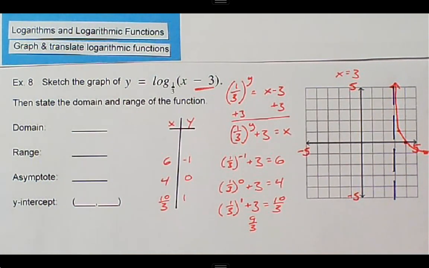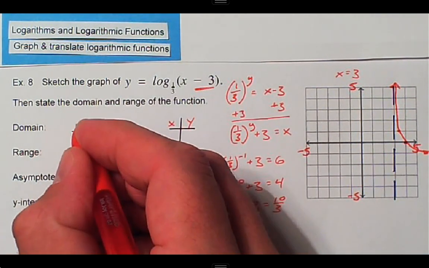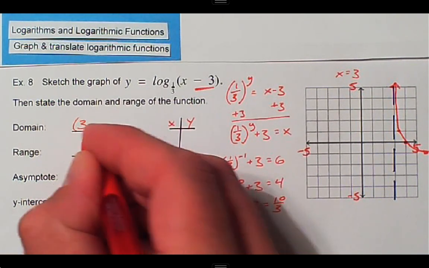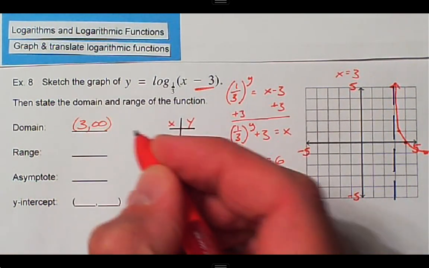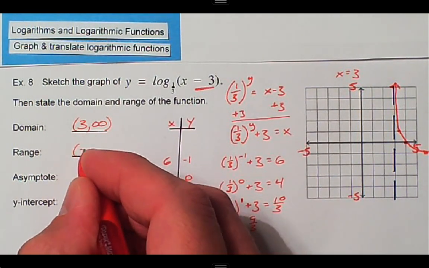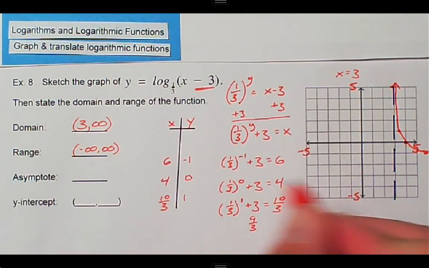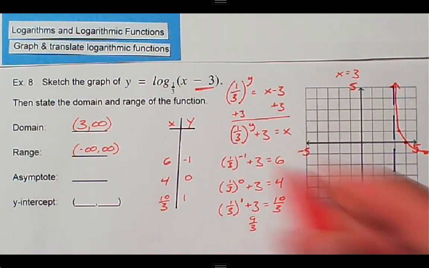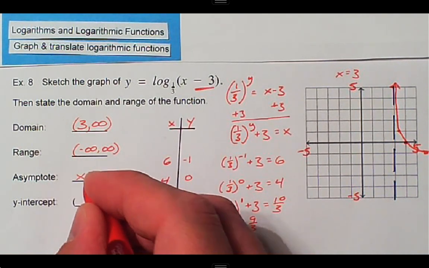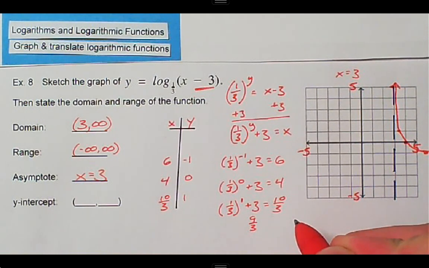And now we can talk about the domain and range. The domain in this case is going to start at 3, not included, so we use a parenthesis, and it's going to go to positive infinity. The range is going to be all real numbers, or we can go from -infinity to positive infinity. The asymptote is going to be x equals 3, that vertical line there. And our y-intercept, in this case, we don't have one, so we can't graph it.